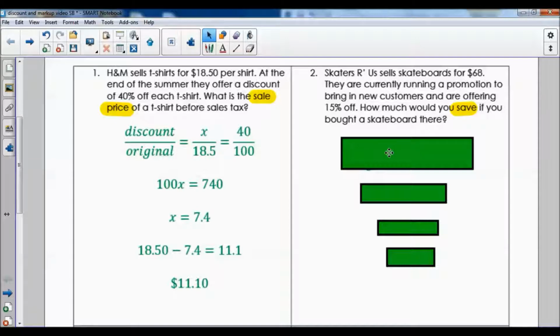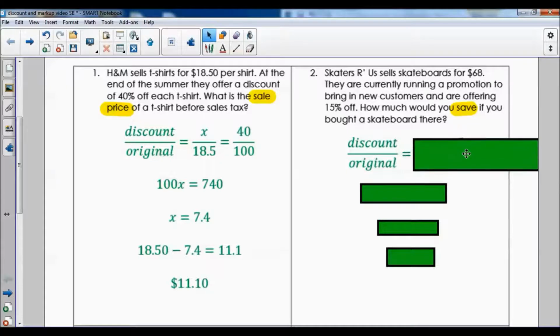But we set up the proportion the same way, right? Discount over the original. Here, again, we're looking for the discount, so we don't know what that is, but we know that the original price was $68, and then our discount is 15%, and our percent goes over 100.